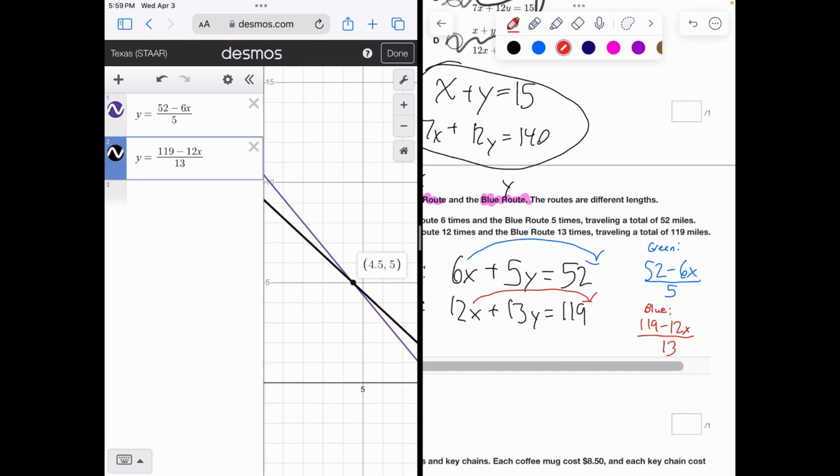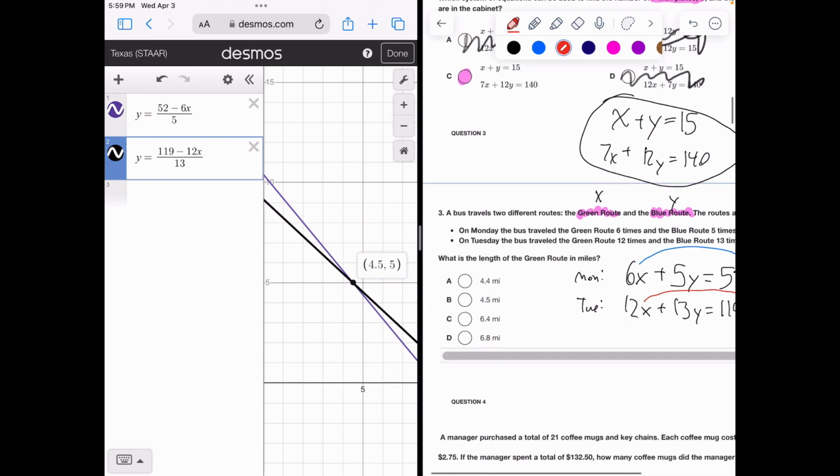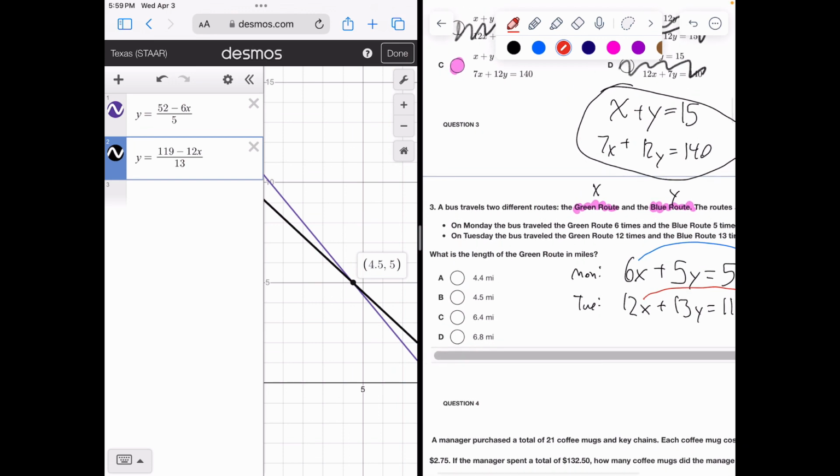Where do the two lines cross? 4.5 and 5. We're looking for the length of the green route. Green route is the x number. So we're looking for the x answer here, 4.5. Your answer, 4.5.